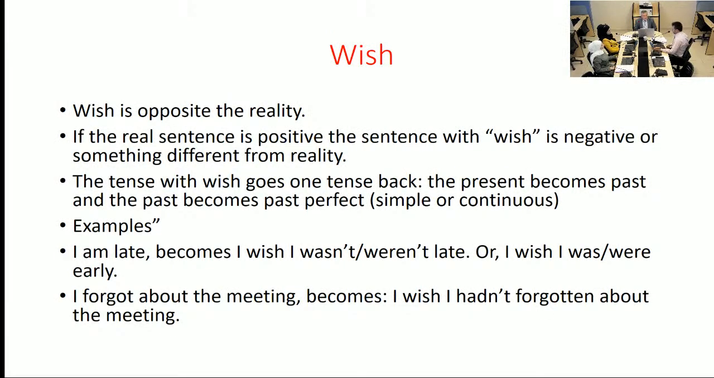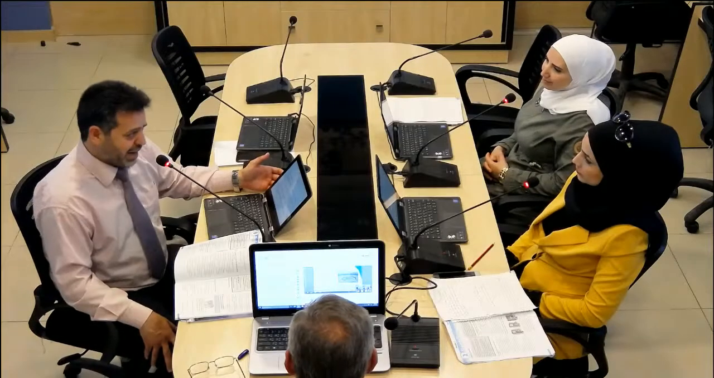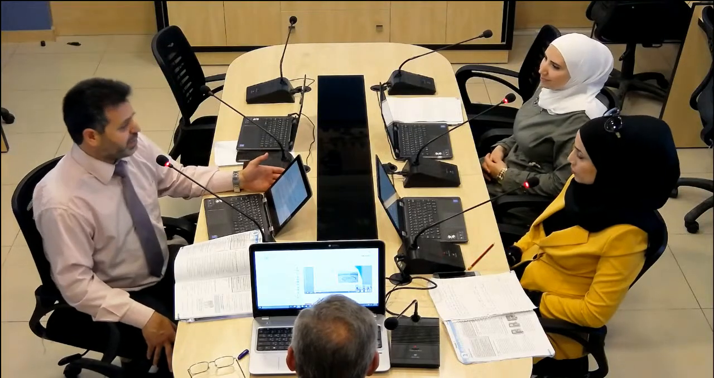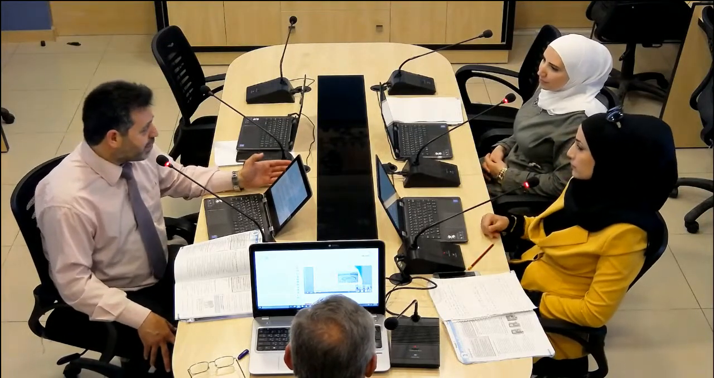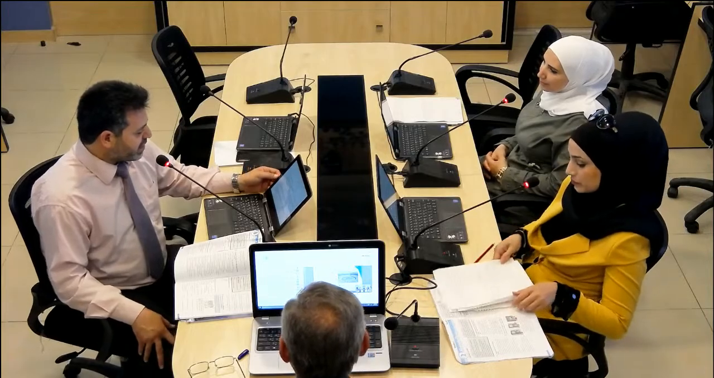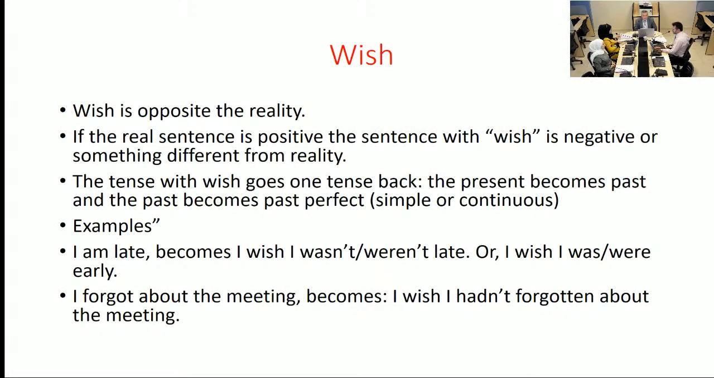Concerning wish, which is the opposite of the reality. For example, you cannot wish for something you have. I have a mobile. I cannot say "I wish I had a mobile" because I already have a mobile. We wish something different; it's the opposite of reality. If the real sentence is positive, the sentence with wish is negative, or something different from reality.